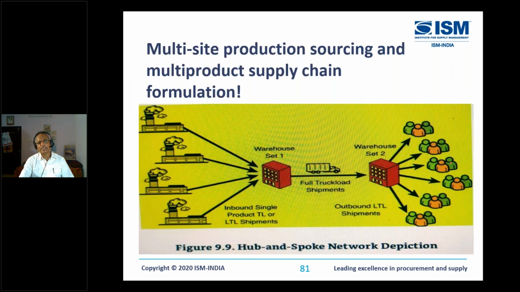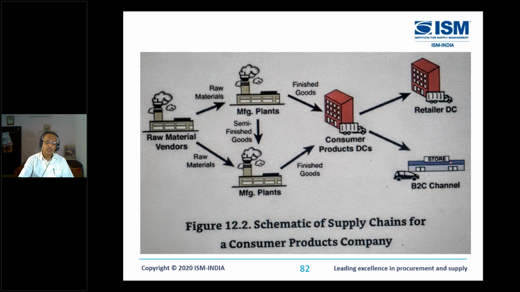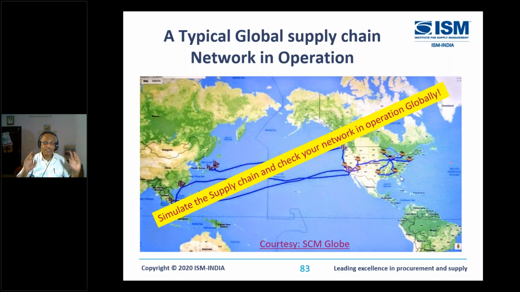So there may be problems like multi-site production sourcing, and multi-product also must be there. So you can go on building up your supply chains accordingly. These are some of the other examples, another consumer products company. And once you design your supply chain, you must work it in operation through simulation.